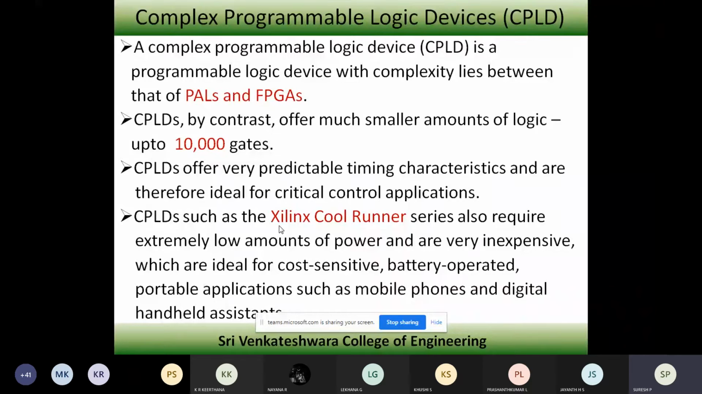That is where you are going to make use of these CPLDs: in mobile phones and PDAs, that is, digital handheld assistants. The other name for digital handheld assistant is PDA, that is, personal digital assistant. Okay, they are the same thing. Digital handheld assistant is called a personal digital assistant. Okay, so these are some of the CPLDs.